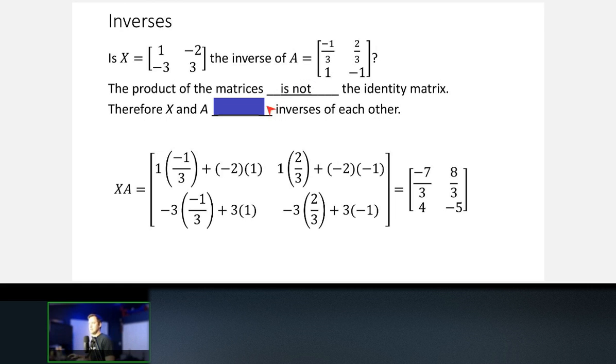Therefore, X and A blank inverses of each other. So because it's not the identity matrix, what does that tell you about X and A? Yeah, they are not inverses of each other. They are not inverses of each other. So yeah, let's say that this did equal the identity matrix. You would say that it is the identity matrix, and then you would say that therefore X and A are inverses of each other.